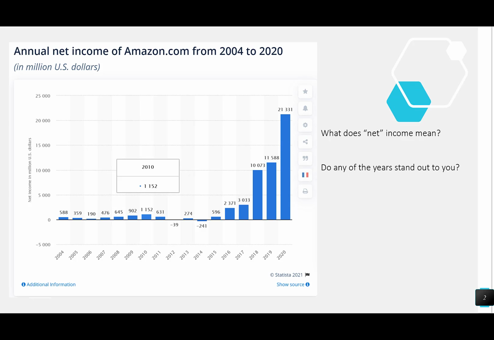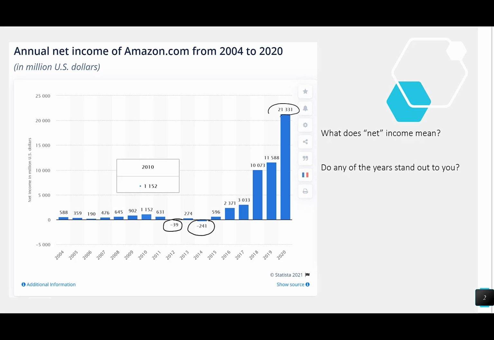And because it's Amazon, I think the numbers that probably surprise me here are the negative 39 and the negative 241. Now notice this net income is in millions of dollars. So what does this say? This says in those years, Amazon's net was a negative number, so they really lost money. This is that their revenue didn't meet the cost that they had. So their cost was definitely higher in those years.